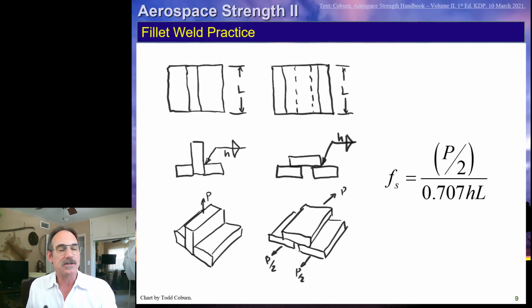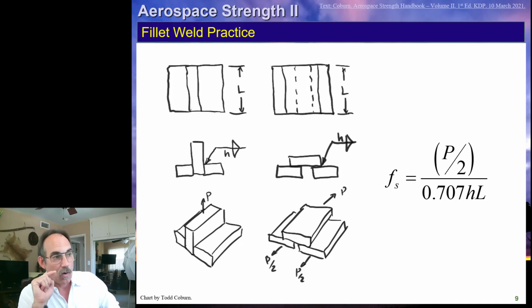The upper left picture is looking down on the part. We see we have two plates. The middlemost picture shows looking at the side of it. We've got a vertical plate and two horizontal plates. We can see we have a weld. It's a back-to-back fillet weld of dimension H.